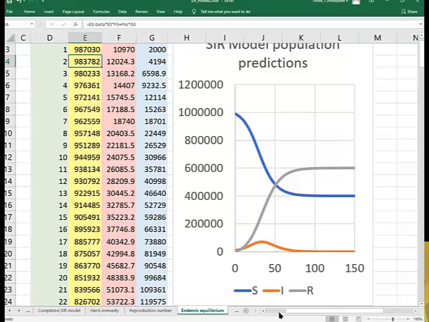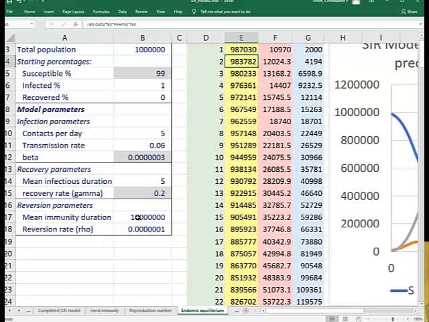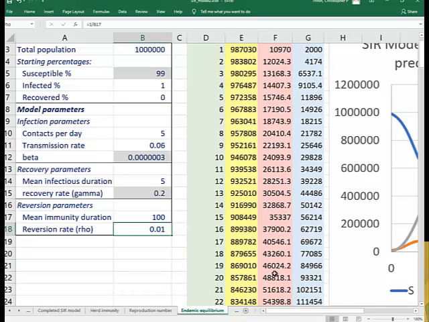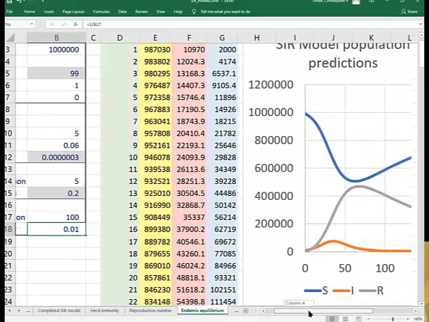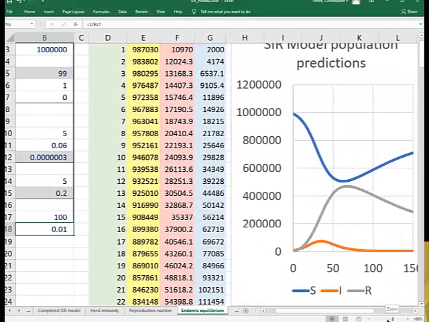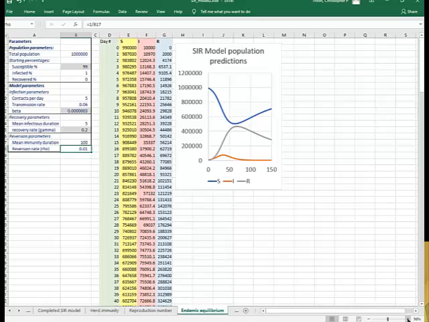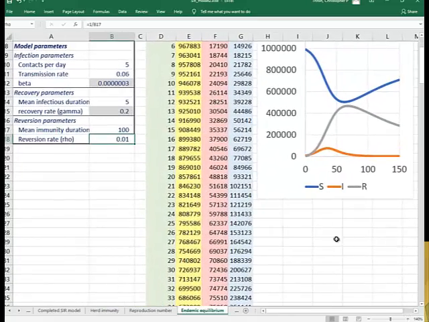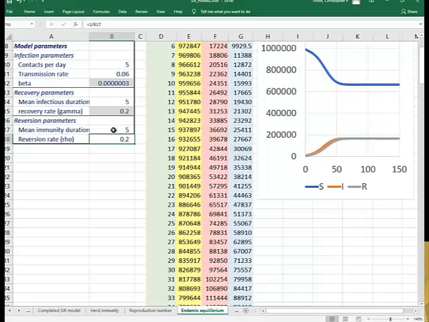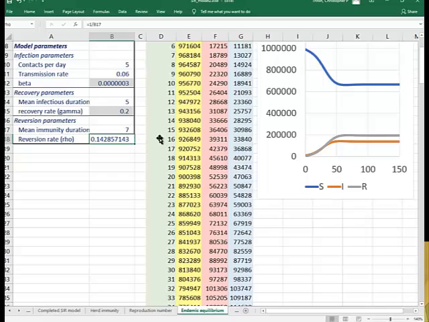Now, what happens when I have a reversion rate? Let's suppose that my mean immunity duration is 100. Let's see what happens over here. Okay, don't see much happening so far. Whoops, that's too much. Okay, let's see, I make my mean immunity duration be 5. All right, now look what's happened. The infected goes up. Let's make it a little bit less so that we can see the difference here. We can make this to be 7. Okay. My infected goes up and it remains.